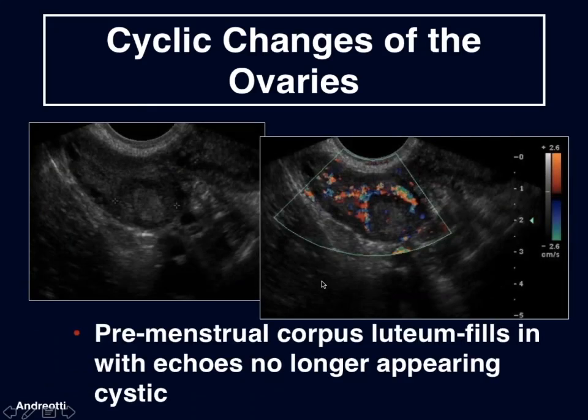And then the premenstrual corpus luteum will form, and this will fill in with echogenic material, predominantly blood, and no longer appears cystic. So at this point, often the only way to determine that it's even present in the ovary is by the peripheral color Doppler flow that is seen around the structure.